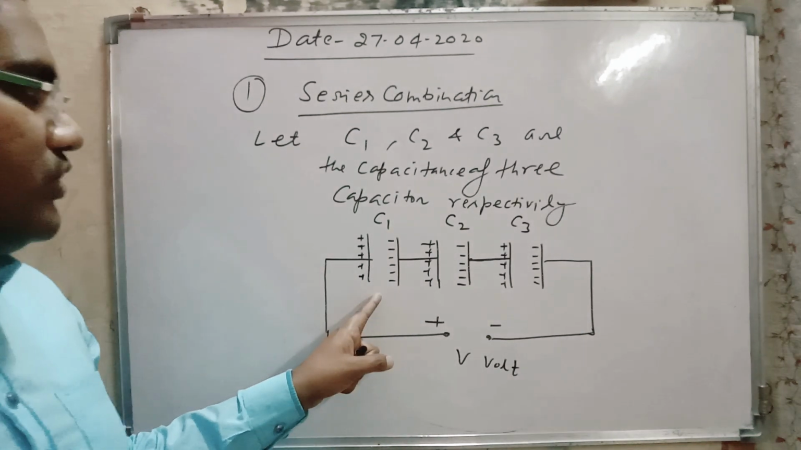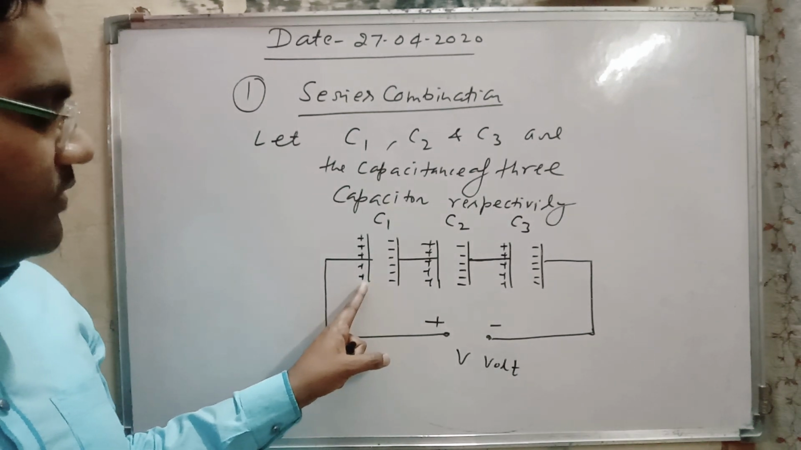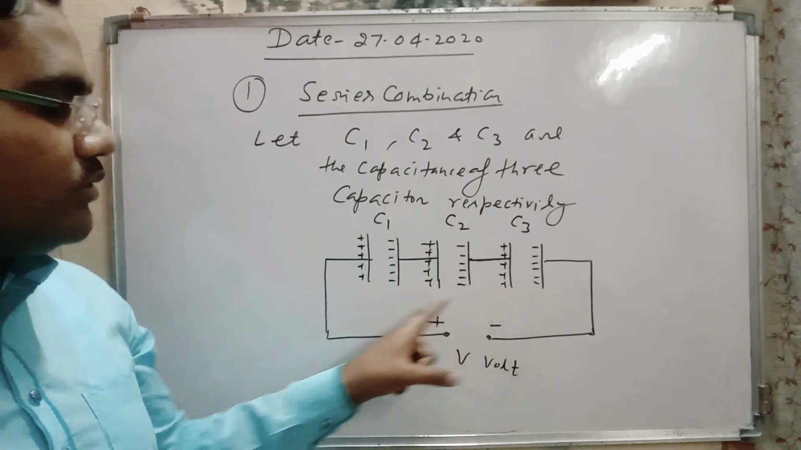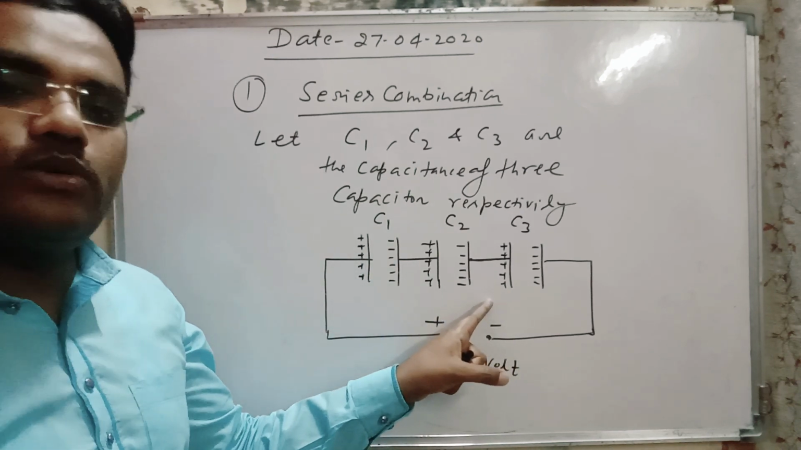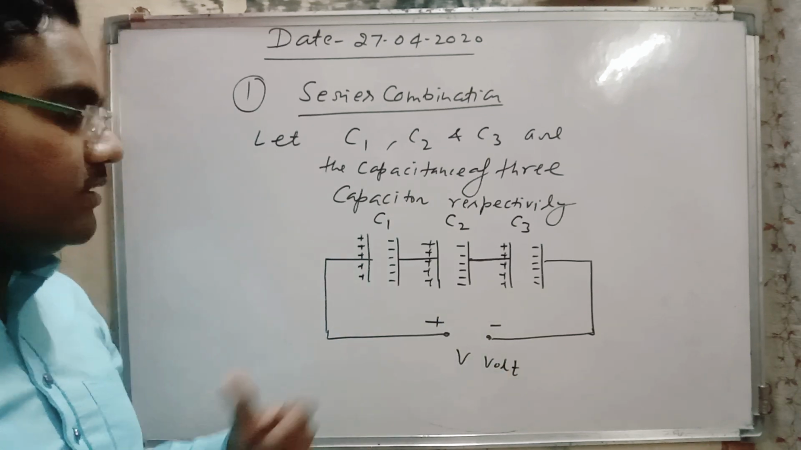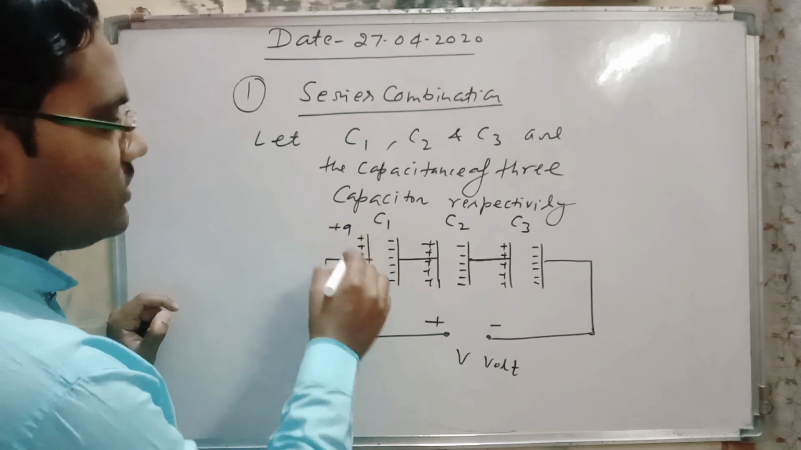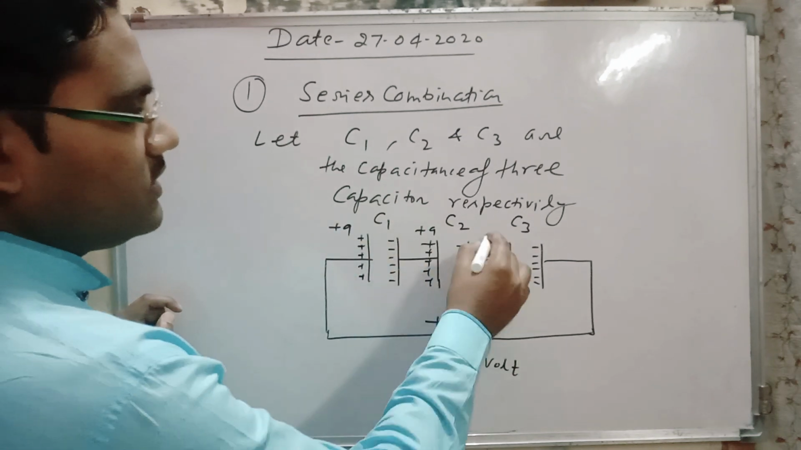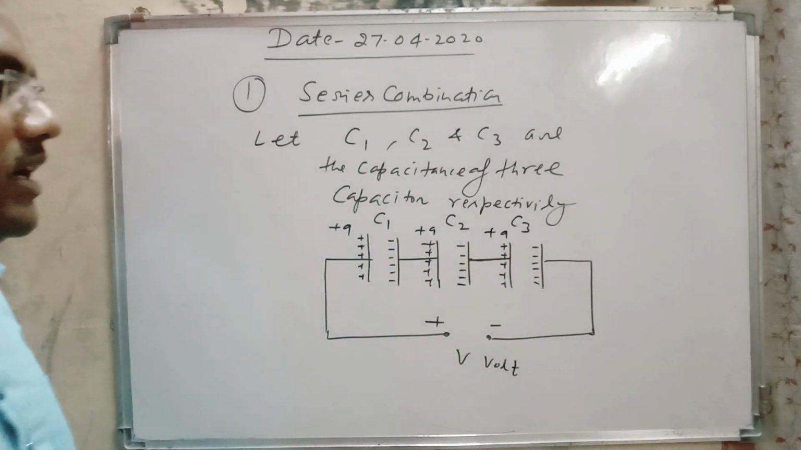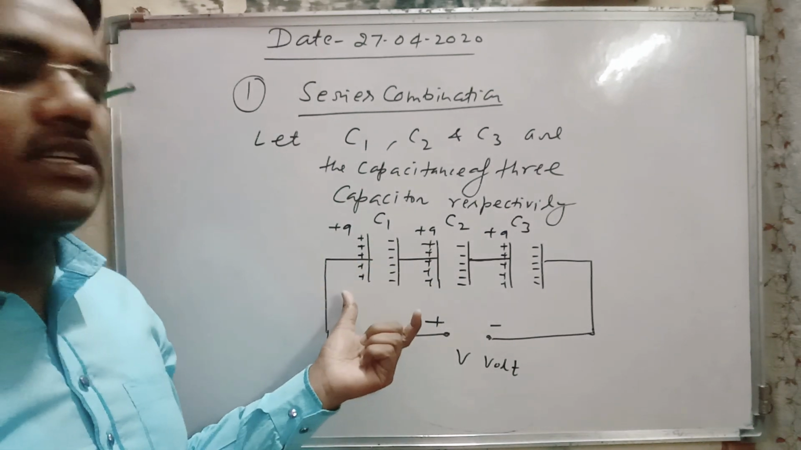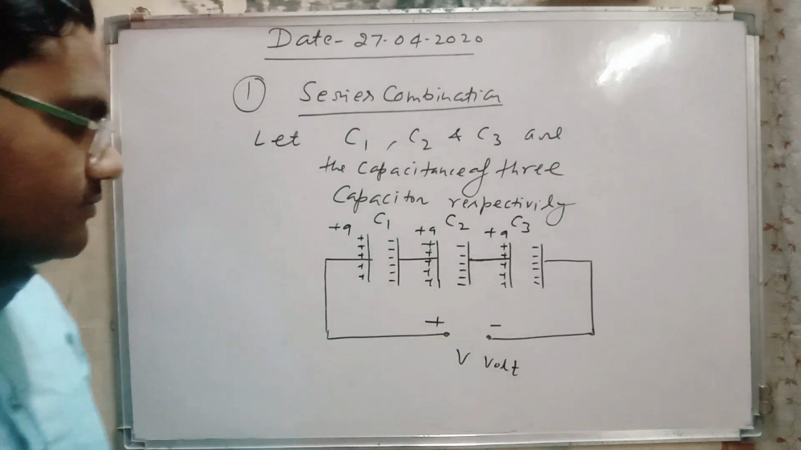In series combination, the plates go positive, negative, positive, negative, positive, negative. If this type of sequence is found in any network, then it is a series combination. In series combination, electric charge remains constant, that means the same amount of charge transfers on each capacitor. This is in accordance with conservation of charge.